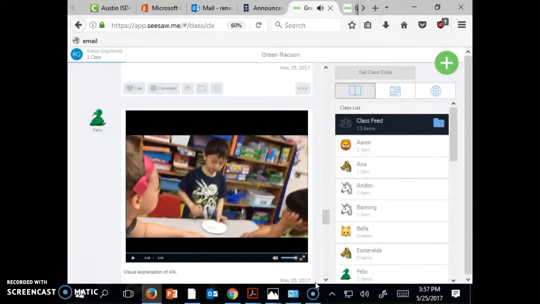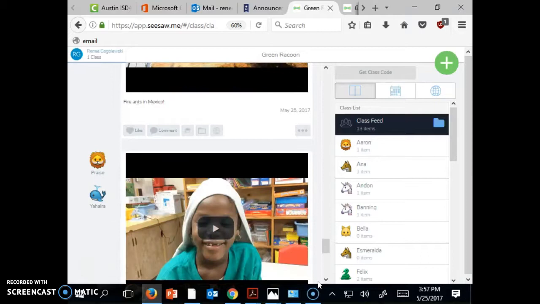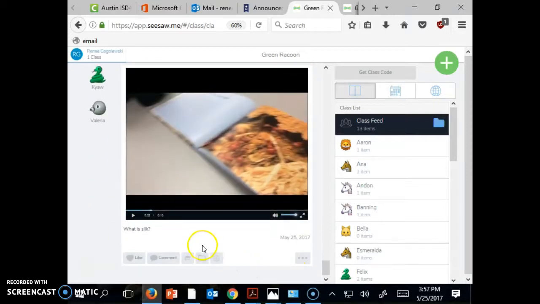Okay, so that was his visual way of explaining what silk is. And another friend asked what silk was, and a friend was able to answer it.